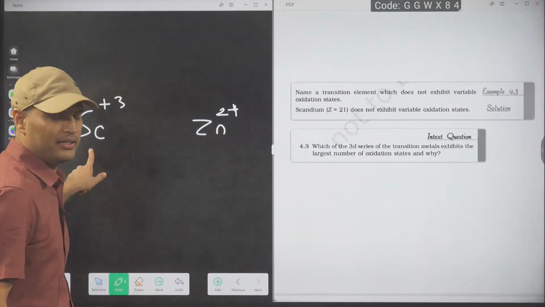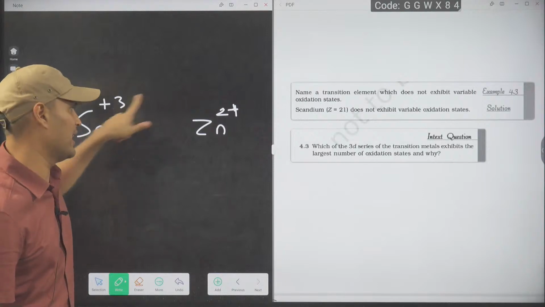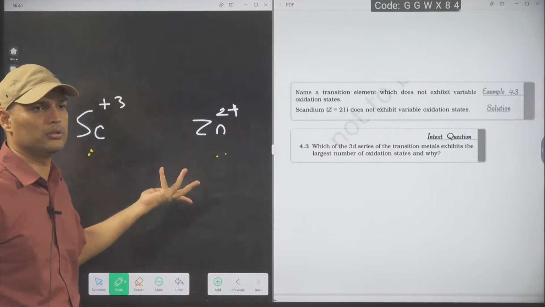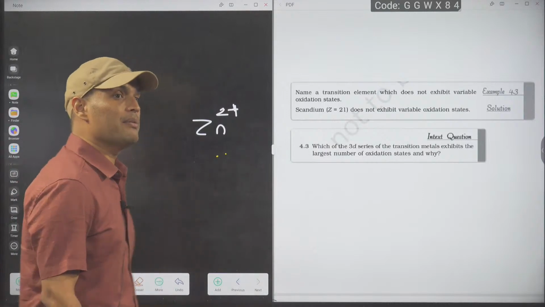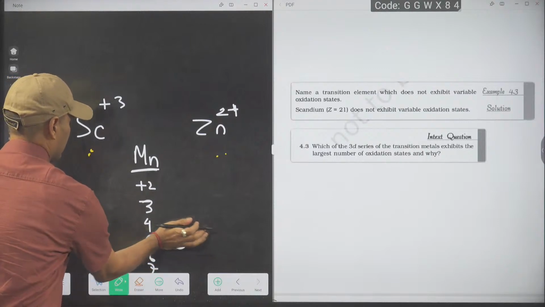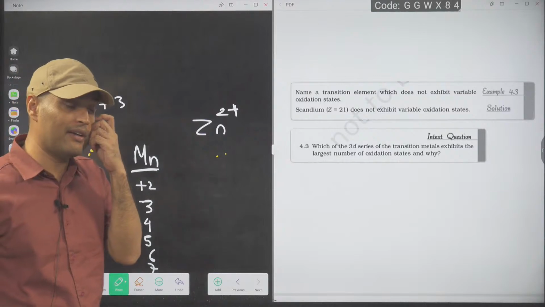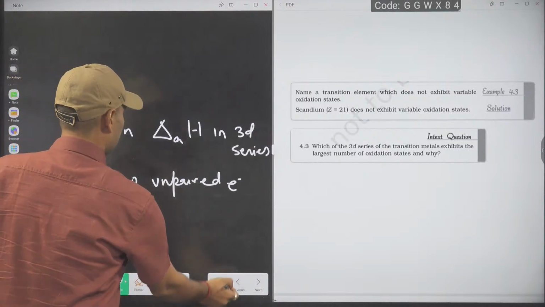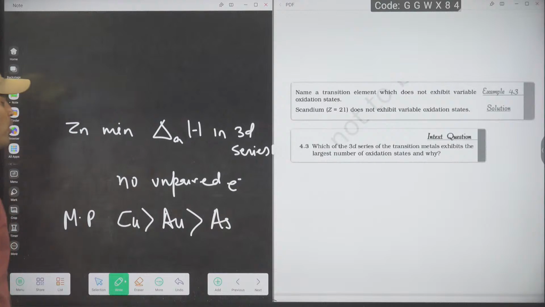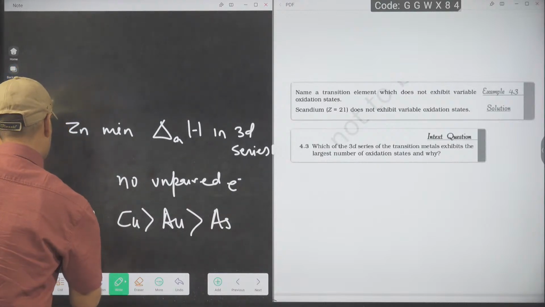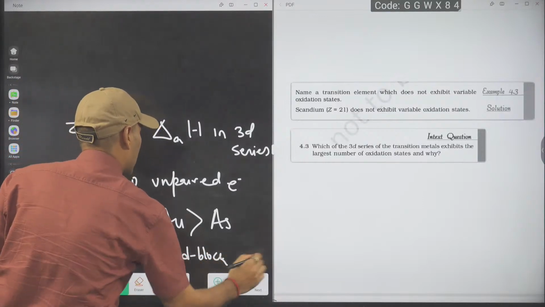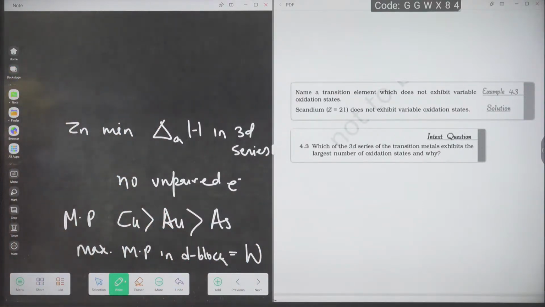If they ask you transition element, then scandium. If they ask you d-block, then both. Clear? Who has the maximum number of oxidation states? Manganese: 2, 3, 4, 5, 6, 7. Then you remember that order, melting point order, CGS. Maximum melting point in d-block: tungsten.